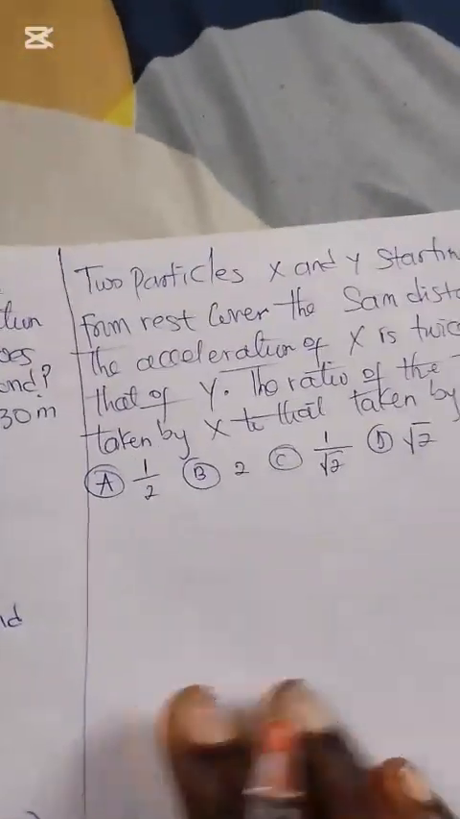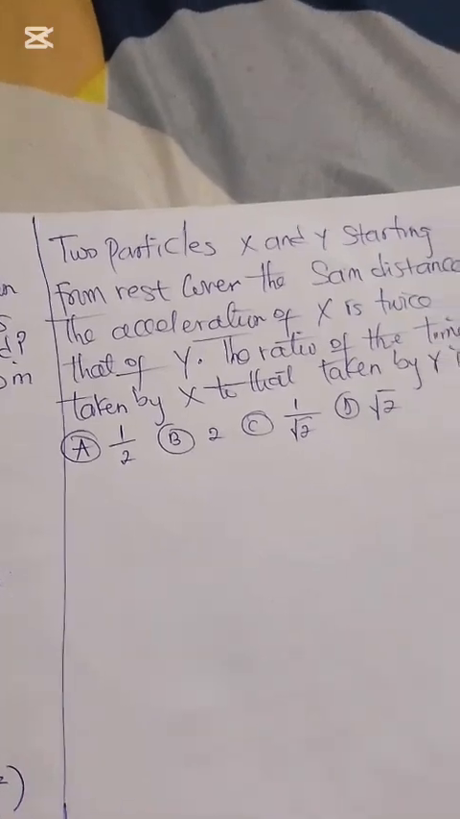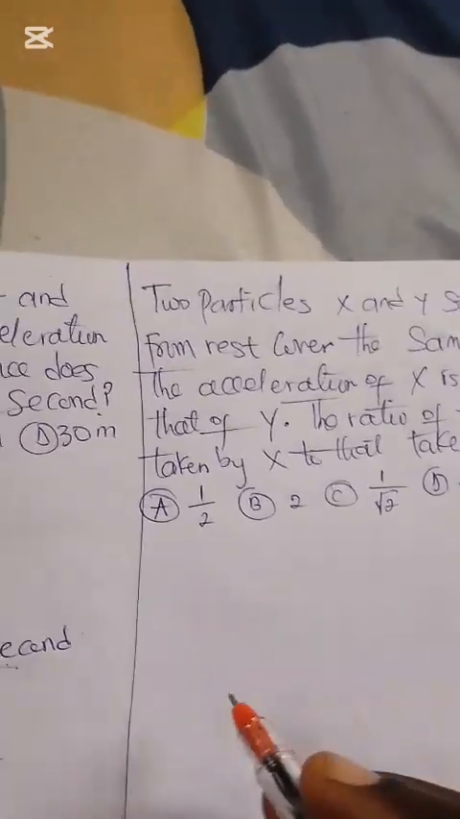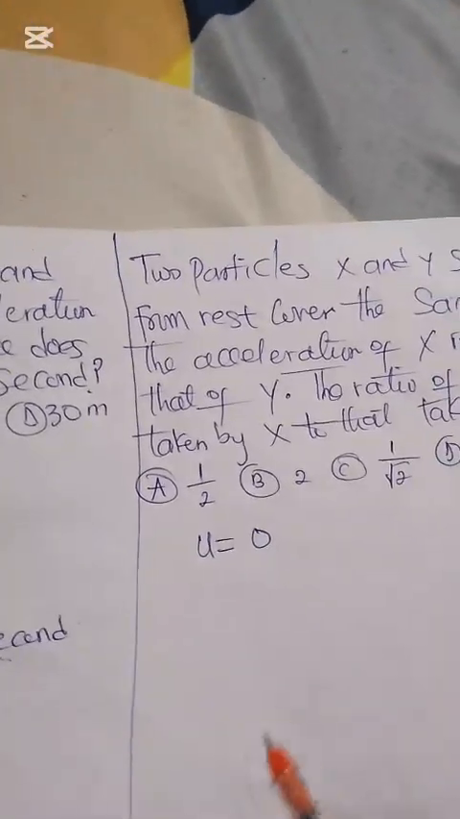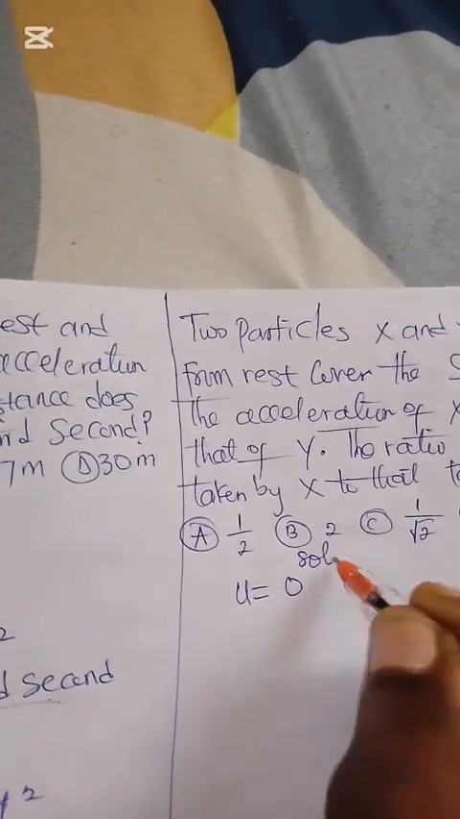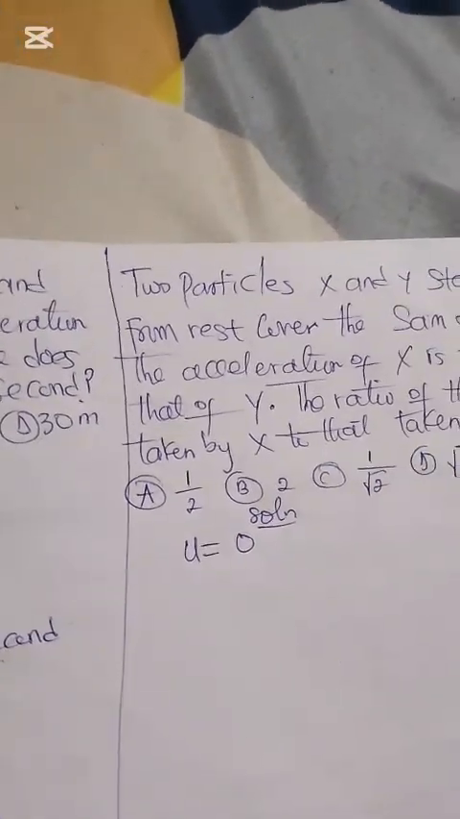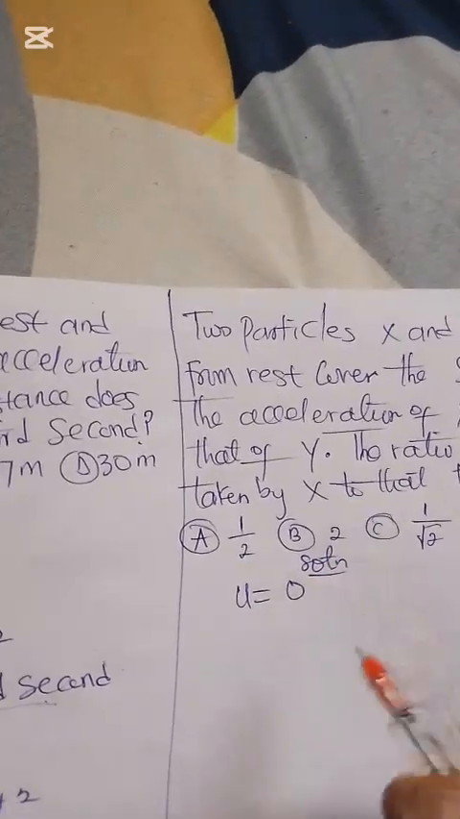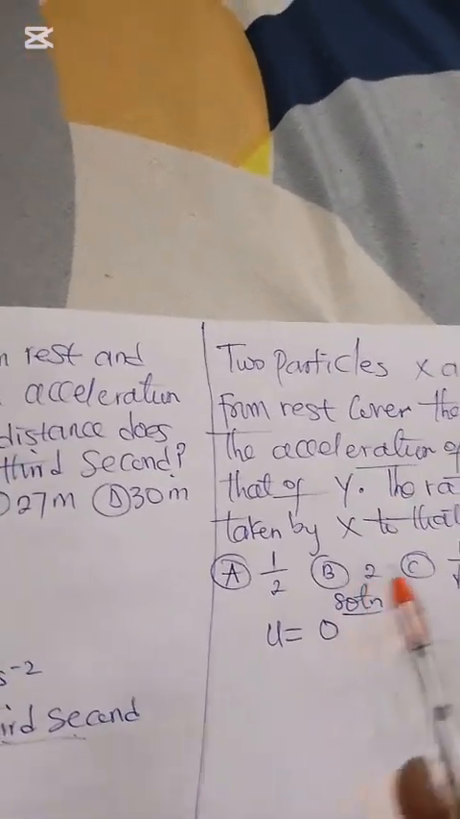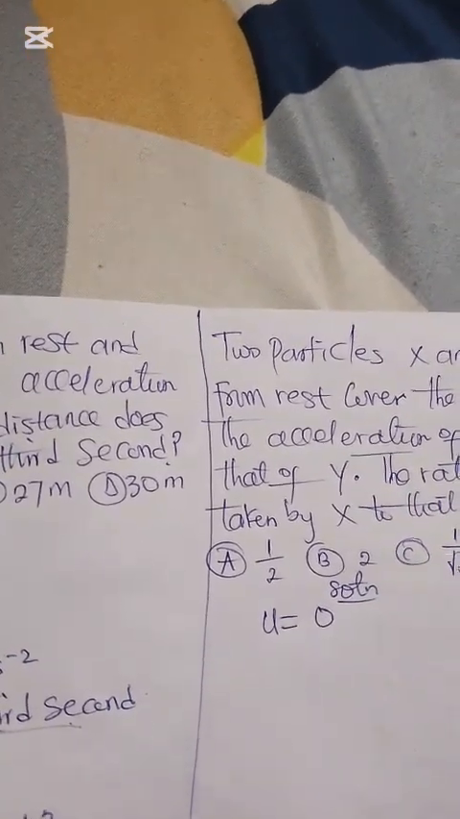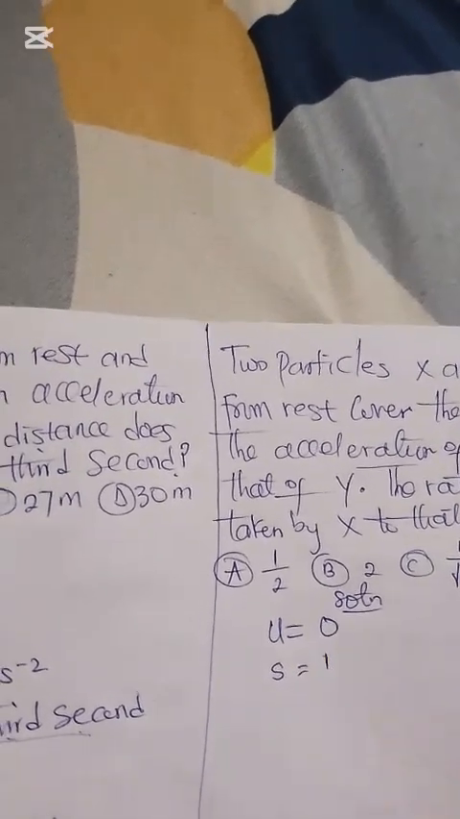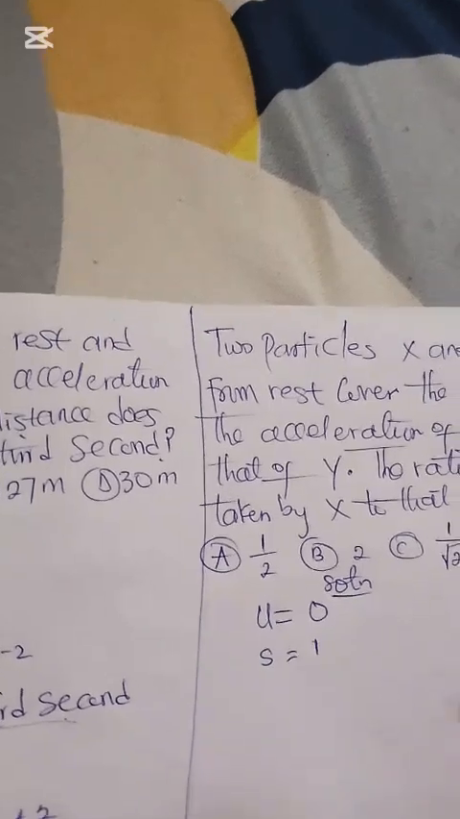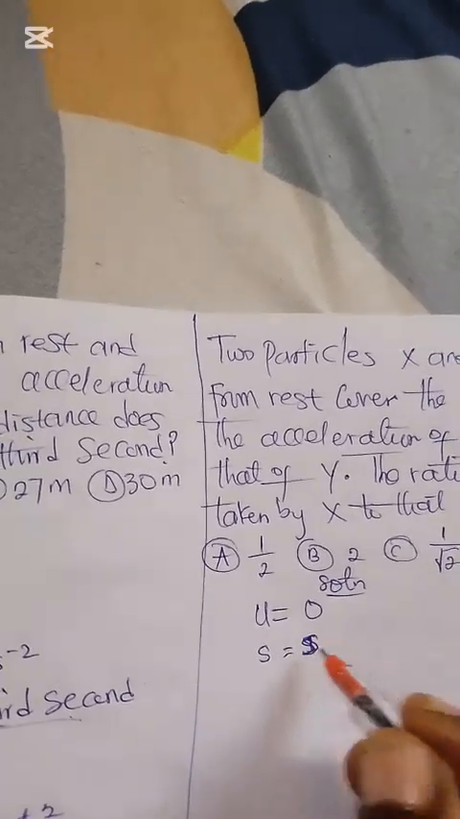The next question I have here says two particles x and y starting from rest. So if it starts from rest, you know that the initial velocity is 0. Let's say solution is here. So two particles x and y starting from rest cover the same distance. So distance they cover is the same thing. Let's call it 1. They covered 1 meter, or just say s meter. They cover the same distance.